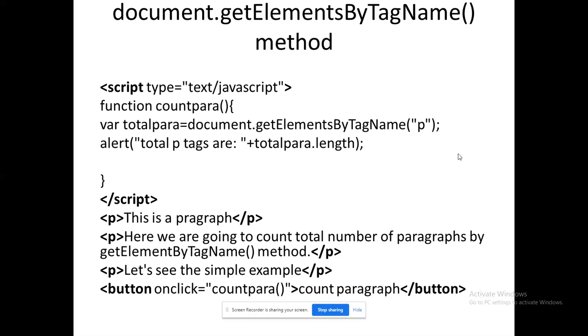Get elements by tag name. What is the tag name I have given? P. So how many tags have I used here? Totally 3 tags I have opened and 3 tags I have closed. So when I click that button, the alert message box will show total P tags are 3. So likewise, it will convey. Right, so that's the way to work with get elements by tag name.